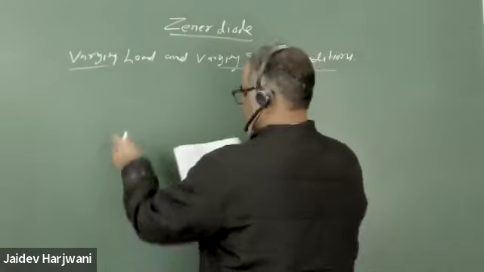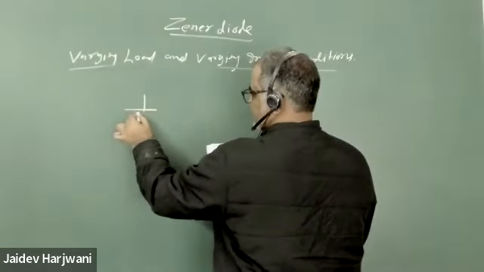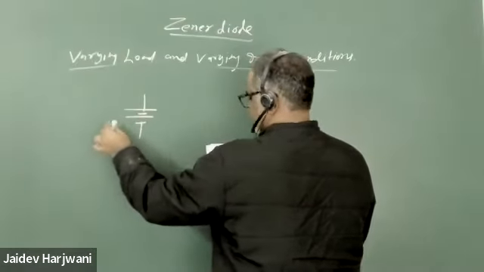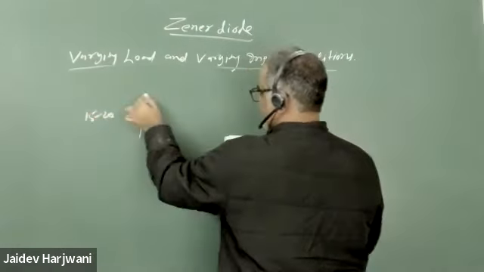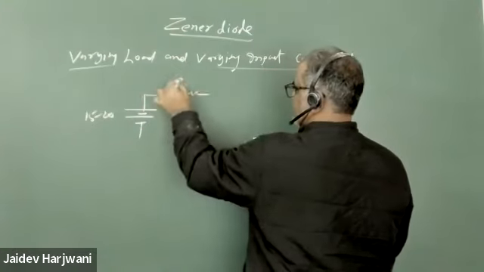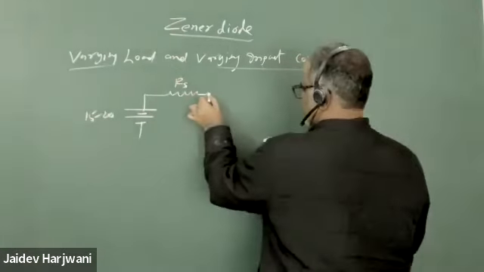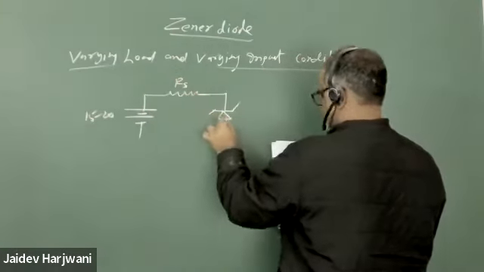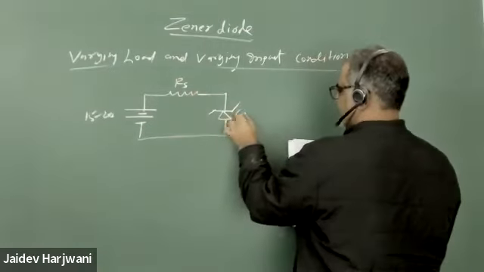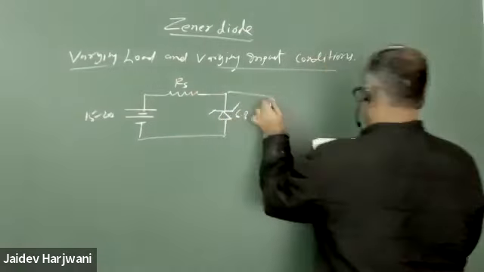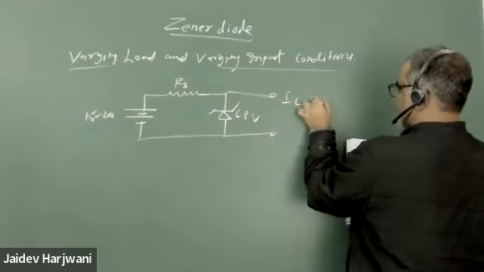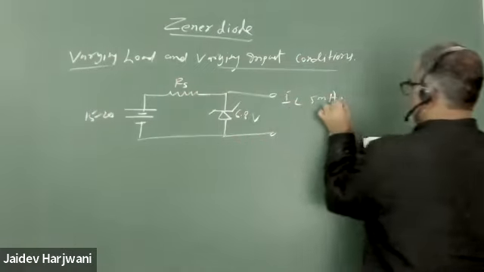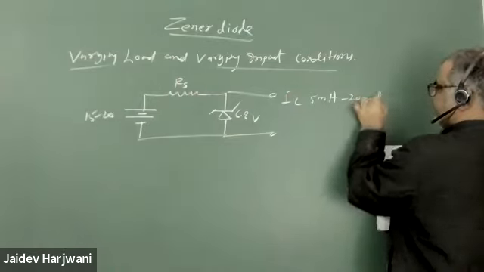So this problem came in your NET exam. Same problem. They give you a 15 to 20 volt varying supply, RS is given, and they gave you a Zener diode of 6.8 volt, and the IL value is given: 5 milliampere to 20 milliampere.